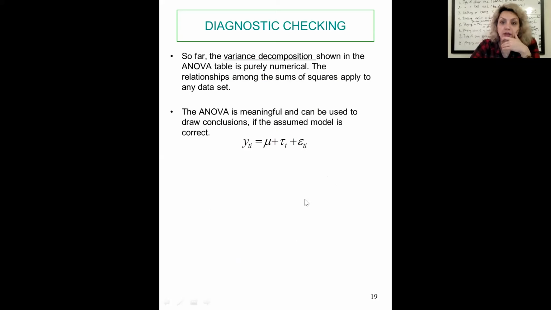So let's go to diagnostic checking. So far, the variance decomposition shown in the ANOVA table has been purely numerical. The relationships among the sum of squares apply to any data set. The ANOVA is meaningful and can be used to draw conclusions if the assumed model is correct.